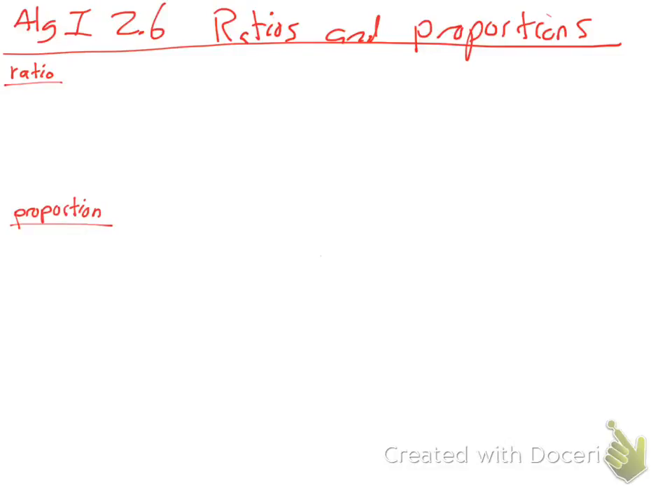Algebra 1, this is 2.6, ratios and proportions. So let's go over what a ratio is first, guys. A ratio is just a comparison of two numbers by division.